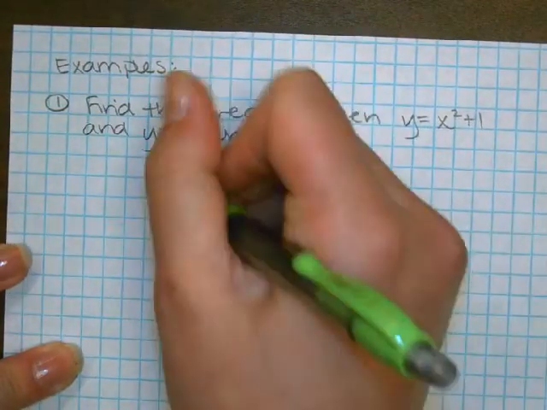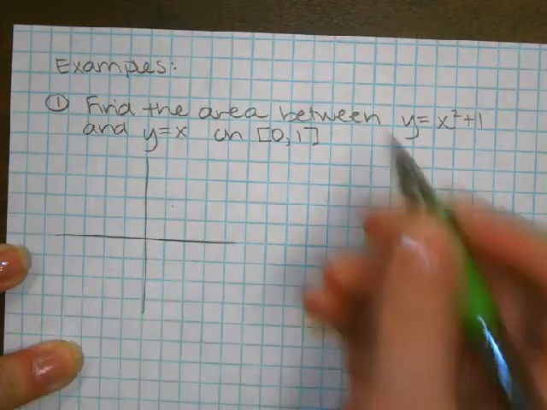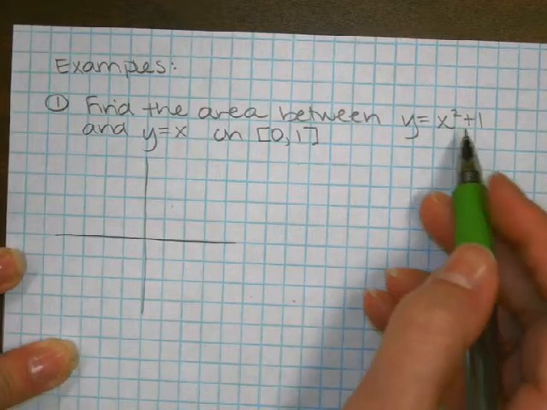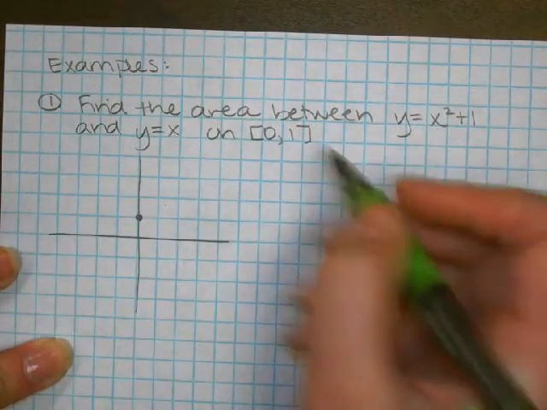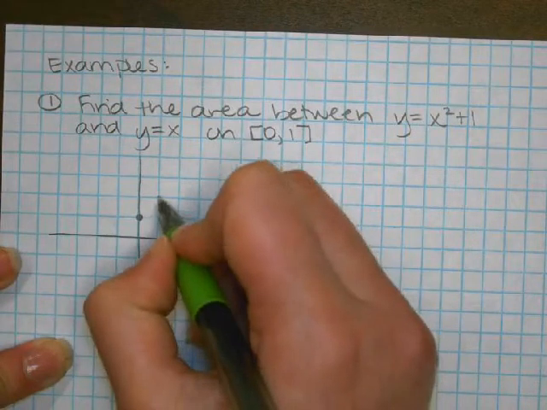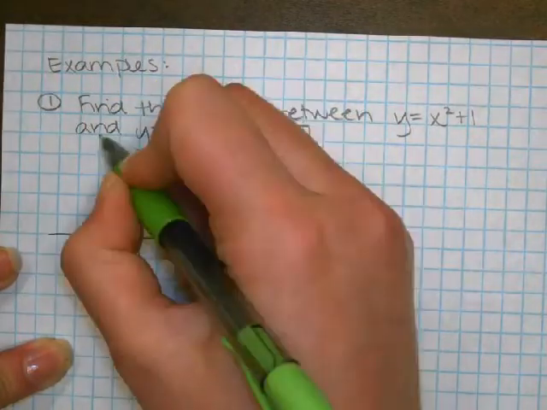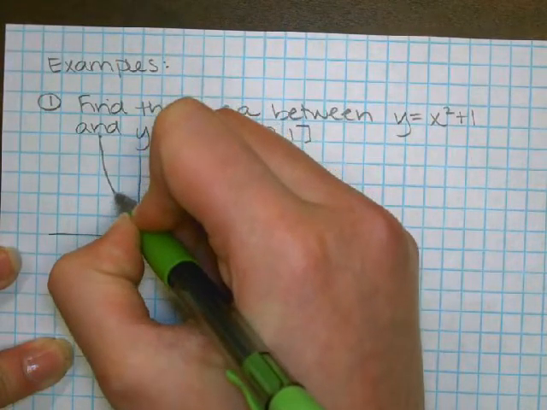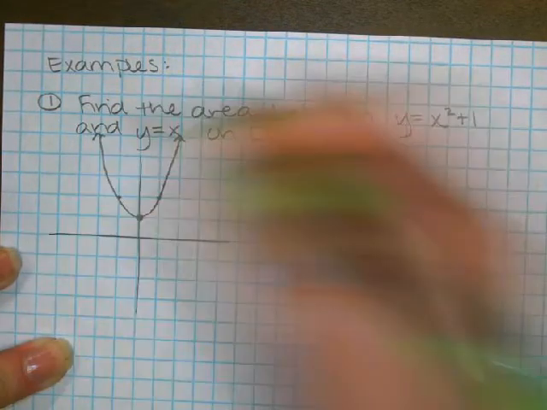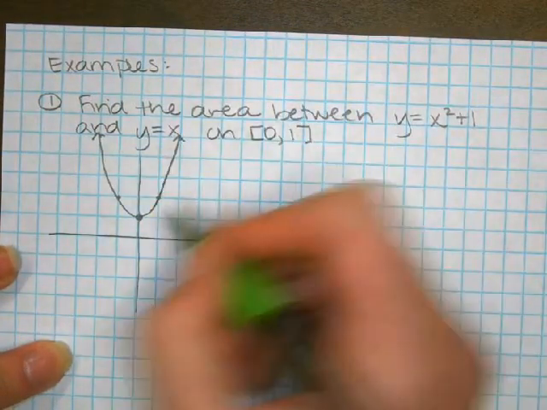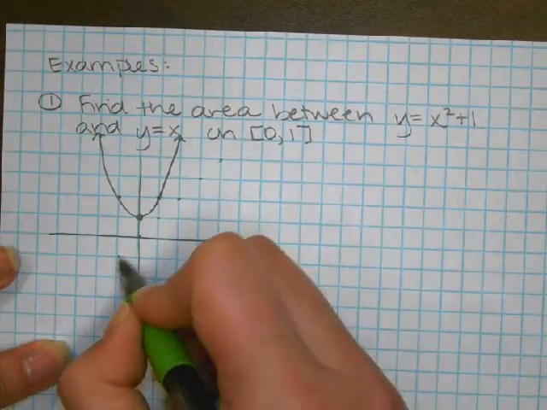All right, so I'm going to go ahead and draw a little sketch of this. So the parabola x squared plus 1 shifts up 1, and then it's just a normal parabola from there. Oh, I almost didn't give myself enough room. Okay, there's our parabola. And then we have the line y equals x, so that's just a slope of 1 and a y-intercept of 0.